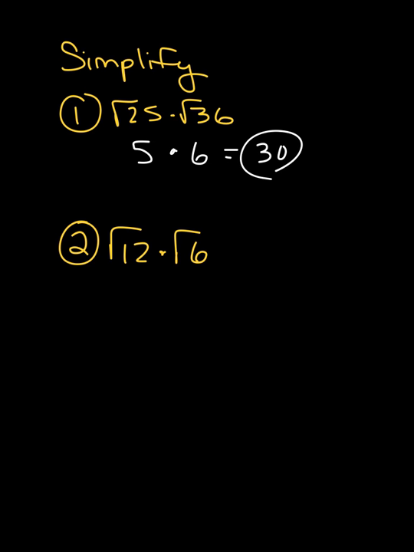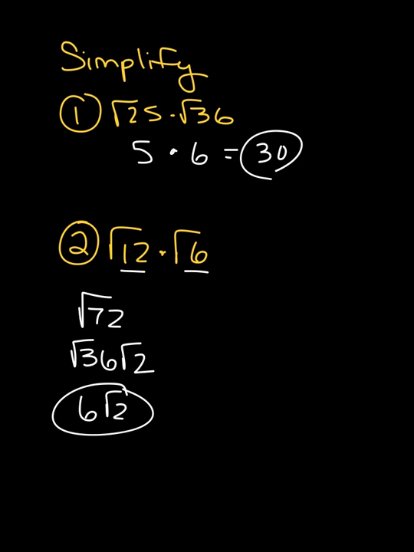And number 2, I can actually do this two different ways, so I'll show you both ways. The first thing I can do is the square root of 12 times the square root of 6. I can multiply the radicands underneath, which gives me the square root of 72. And from here, I can simplify. The highest perfect square that goes into 72 is 36, so I have 36 times 2. So my final answer is 6 root 2.